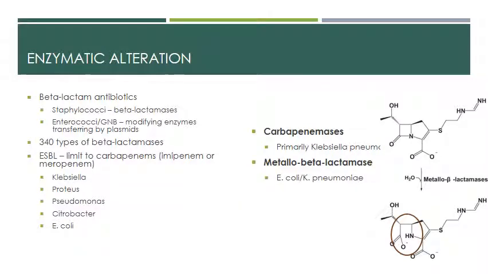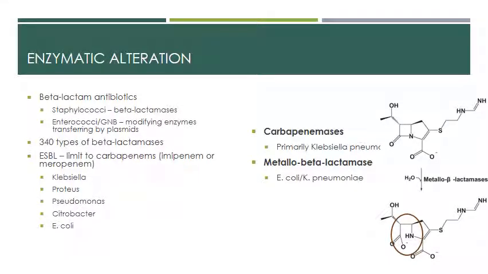And then we have Enterococci and gram-negative bacilli. Those also have modifying enzymes, several modifying beta-lactamases, that they actually can transmit to each other via plasmid, okay? There have been at least 340, if not more, types of beta-lactamase characterized, and we know what the beta-lactamase does. It splits the beta-lactam ring of any penicillin-type antibiotics.